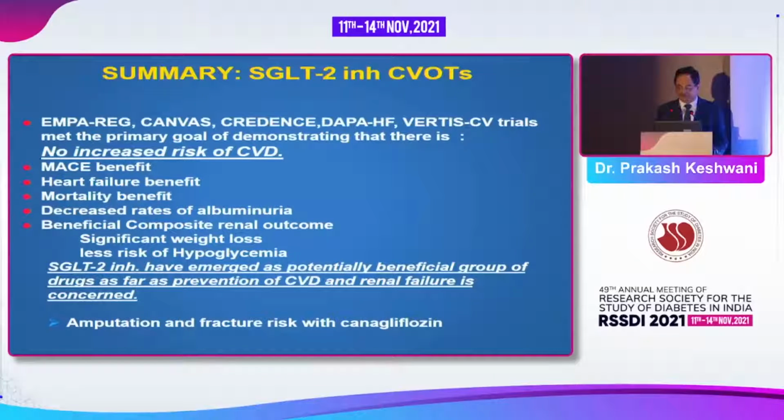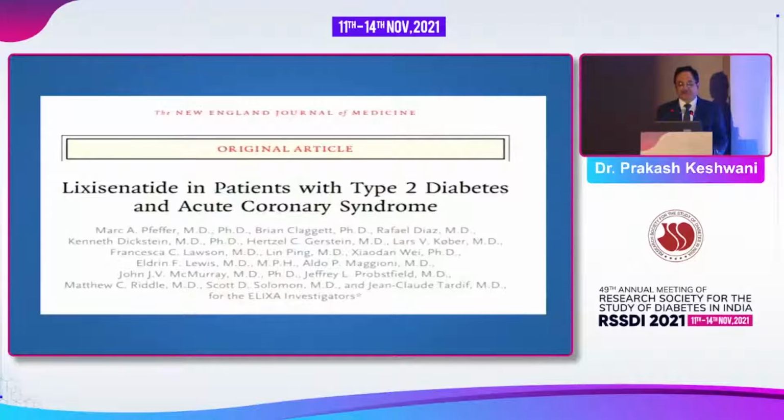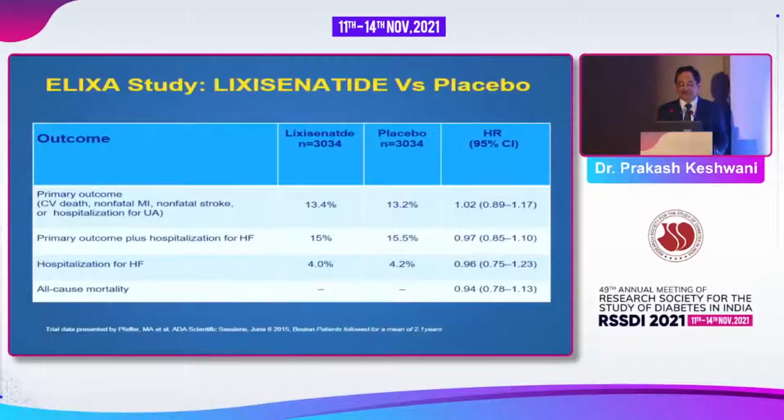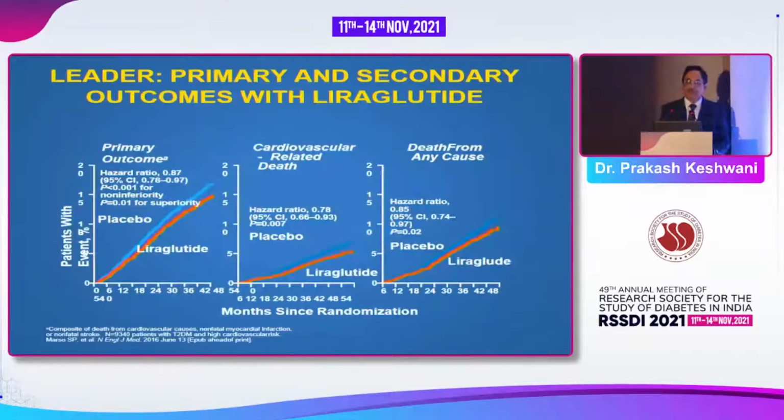Another group of drugs was the GLP-1 receptor agonists. Lixisenatide, studied through the ELIXA trial, was found to be non-inferior to placebo. Then there was an eye-opening trial, the LEADER trial, where liraglutide was studied, and as compared to placebo, the cardiac outcome was found to be much beneficial. It was superior, not only non-inferior, and various 3-point MACE and cardiac outcomes were found to be improved with the use of liraglutide in patients with diabetes.